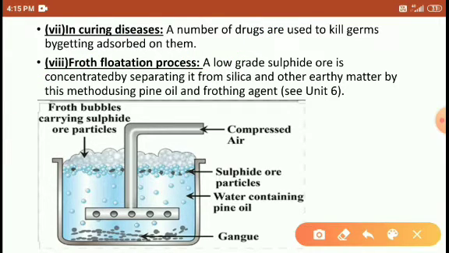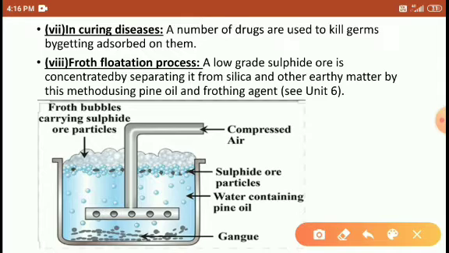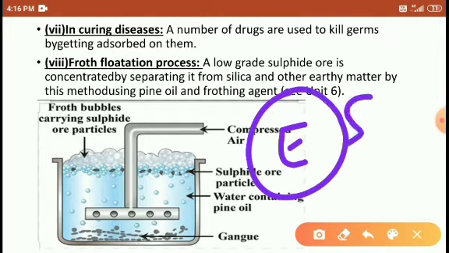So in this case, students, the low grade sulfide ore is concentrated, which means collected or separated from the silica, the earth matter, using the pine oil and some other agent. In this particle, we want to separate the sulfide ore. What element is there? The element, meaning any metal, is surrounded by sulfides. So these sulfides are separated by using this method.